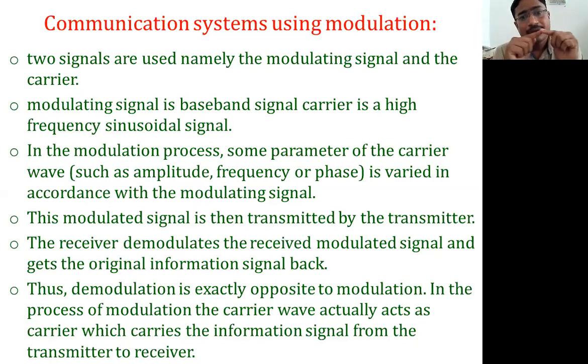So whatever the loss occurs, that loss occurs to the carrier, but the information signal is kept as it is, and that can be recovered at the receiving end. And demodulation is the exact opposite process of the modulation, meaning exactly the reverse process to that of the modulation.